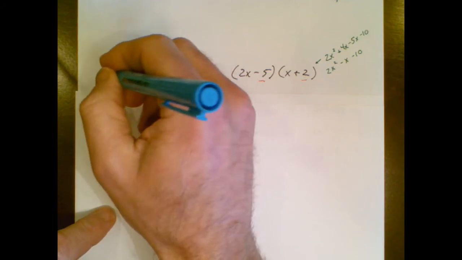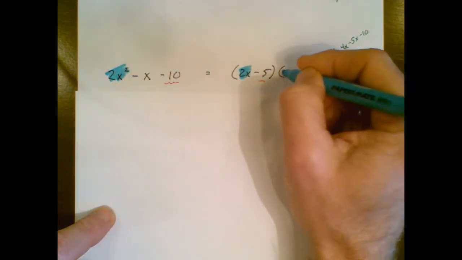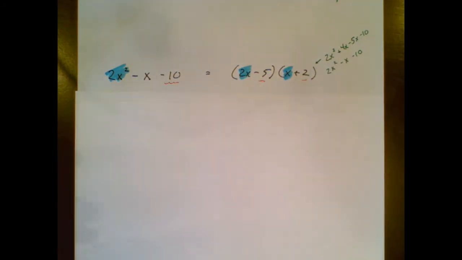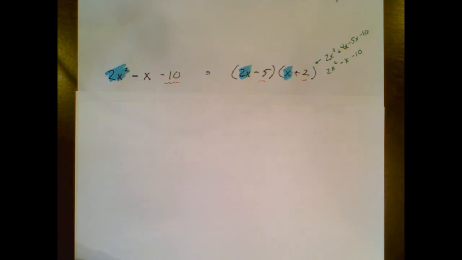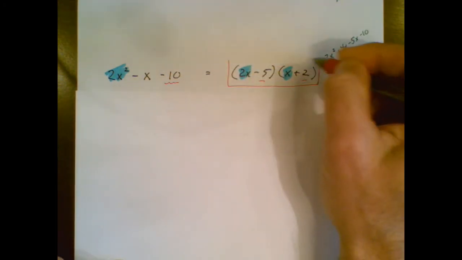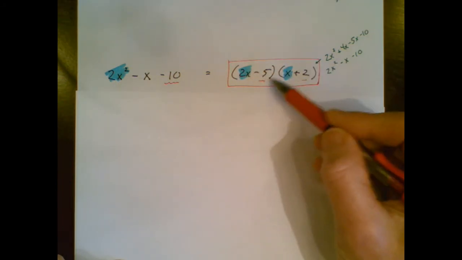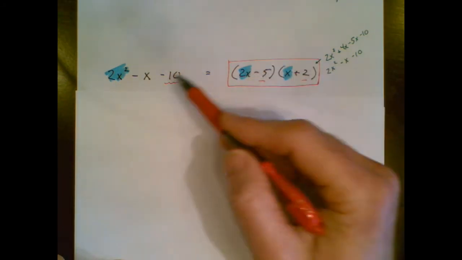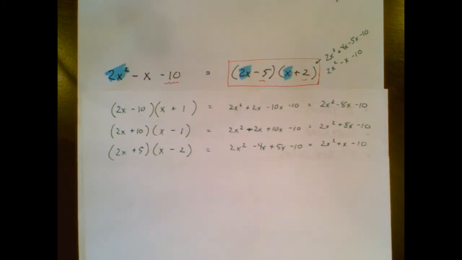Also, I have to take a look at my original first term, and these two first parts of the parentheses have to multiply to give me that first term. So a 2x and an x multiplies to give 2x squared. So this is the factored form, the correct answer, and I prove it by multiplying, and it works out. But I'm going to show you the 3 things that I could have possibly tried before I arrived at the right answer.